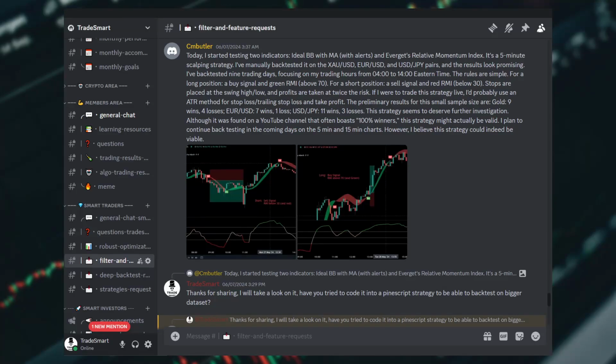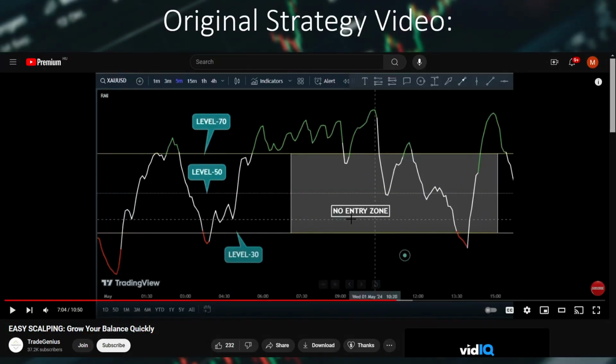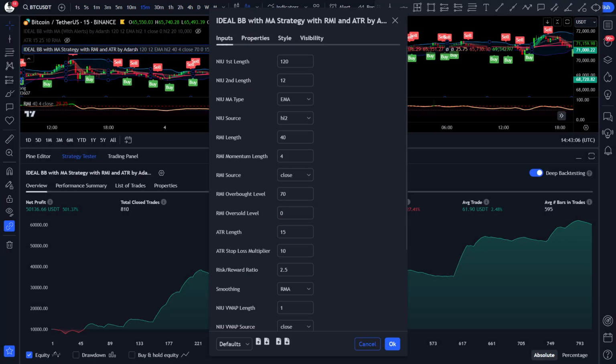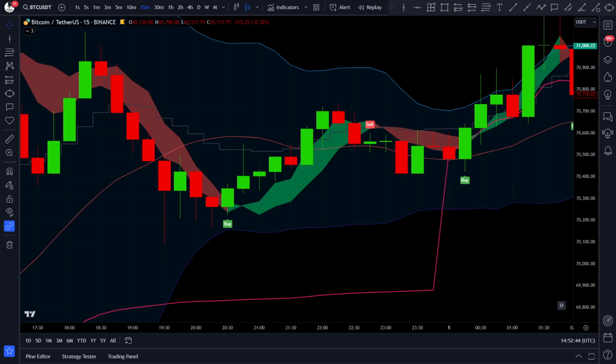In our Discord, a smart trader tier member brought my attention to a strategy that he's been testing lately. We continued discussing the strategy and I checked out the original strategy video. I found this concept interesting, so I decided to code it, then backtest and optimize it. However, after a while I noticed that one of the indicators shows a repainting issue.